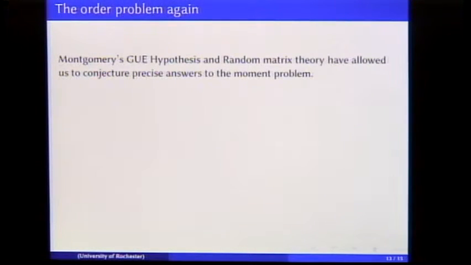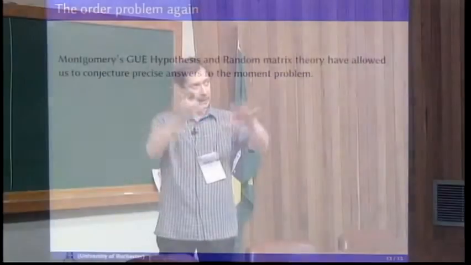I just want to sketch some of the developments. One of the major things that Montgomery's GUE conjecture and Keating-Snaith and other people's work has done is it has allowed us to conjecture very precise answers to questions that many of us previously thought we would never know the answers to in our lifetime. As Brian Conrey once remarked to me, when you know the terrain of what the answer should be, it becomes a lot easier to see what to do in some cases anyways.